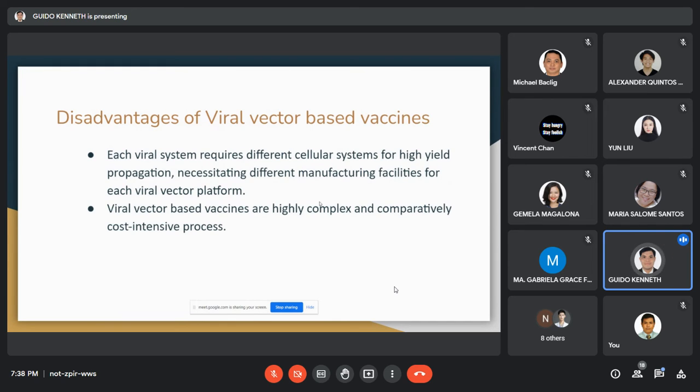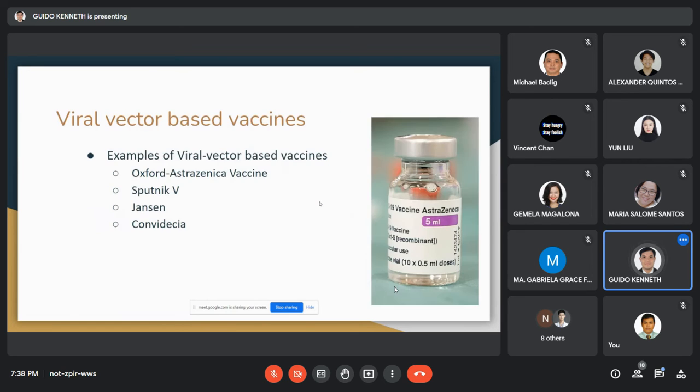Each viral system requires different cellular systems for high-yield propagation, necessitating different manufacturing facilities for each viral vector platform. Viral vector-based vaccines are a highly complex and comparatively cost-intensive process.